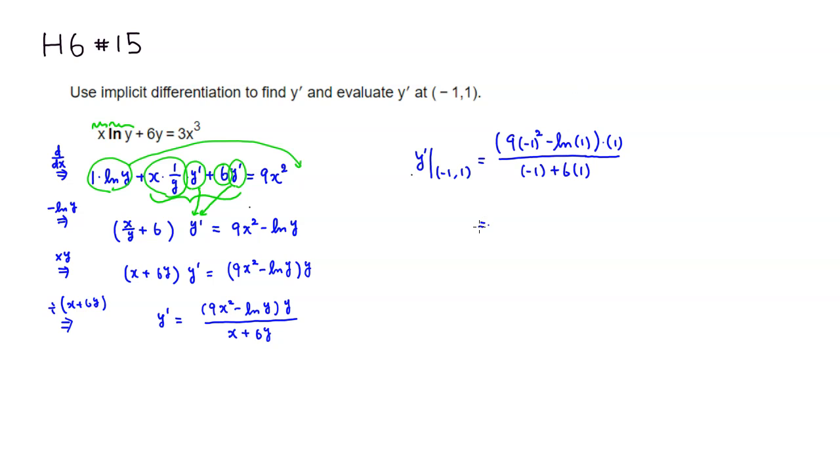Negative 1 squared is 1, so it's 9 minus natural log of 1, which is 0. So you have 9 times 1, so 9 on top. In the denominator, negative 1 plus 6 is 5. So it's 9 over 5.